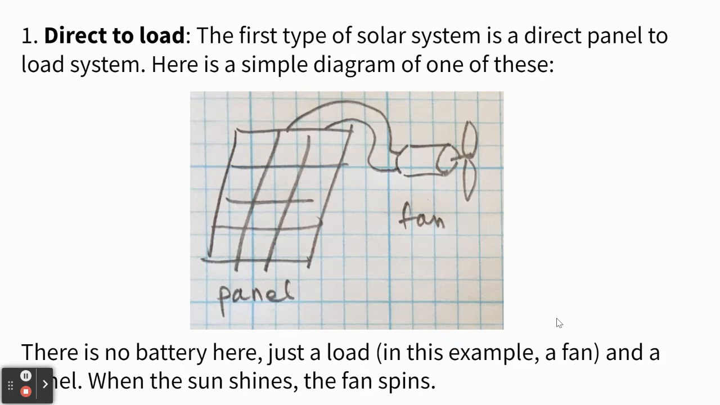The most simple type of solar system is what we did that first day when I gave you the little panel and the fan. It's basically a panel and a load. So direct to load. When the sun is shining, the load runs. Often it's a fan or a water pump or something. It's the most simple type of system.